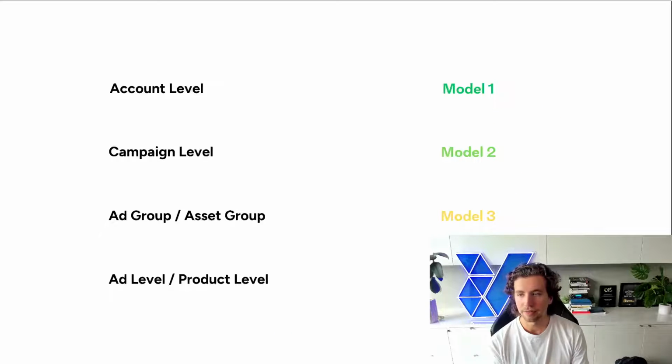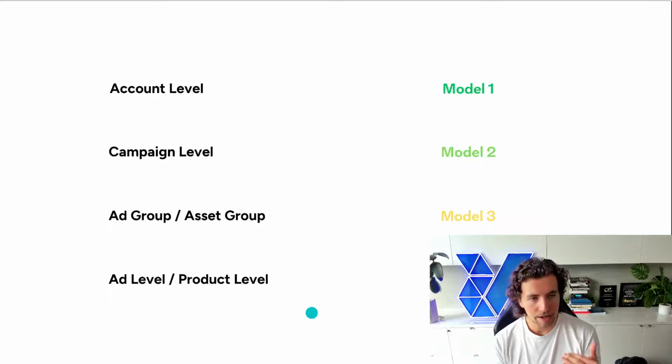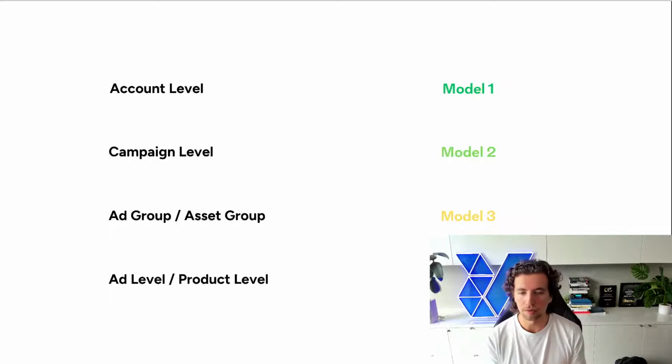And so you have these different layers of models. The question then becomes which one's actually used? Is just the product level used? Because this would be the most relevant data, right? Why would you want to use account level? Well, there's benefits to every single level, and that's based on volume of conversions.